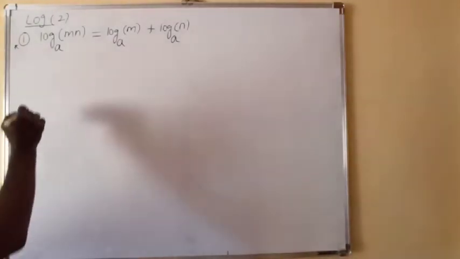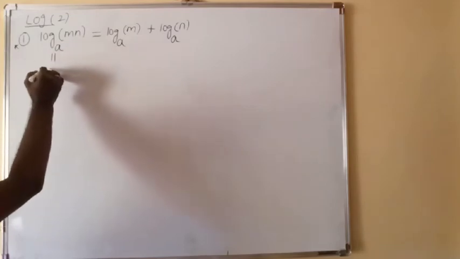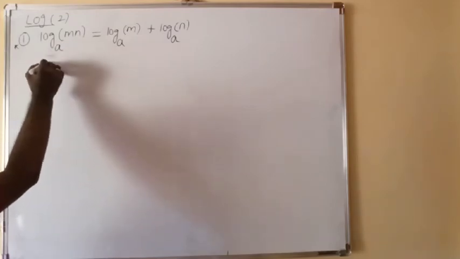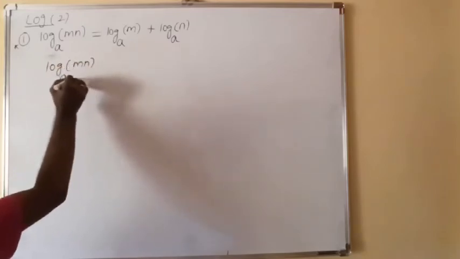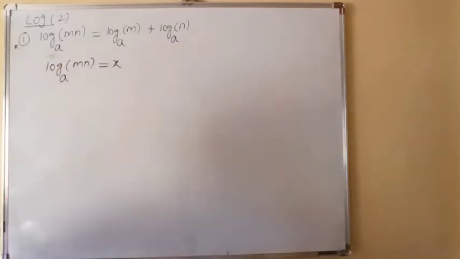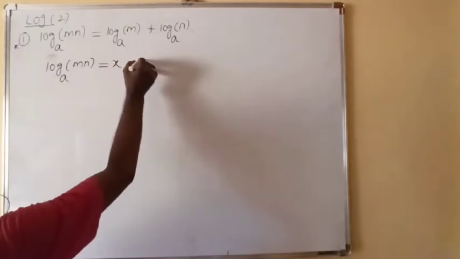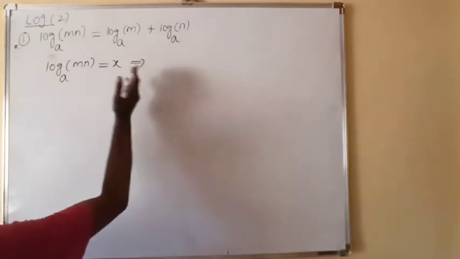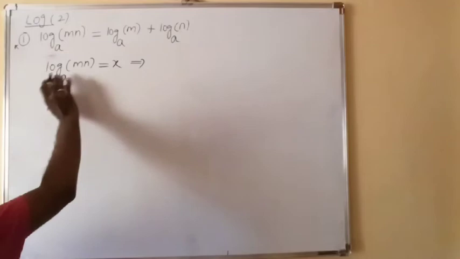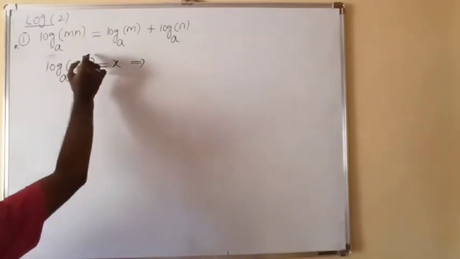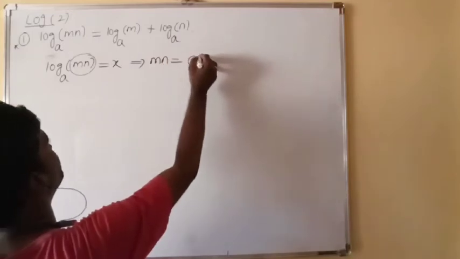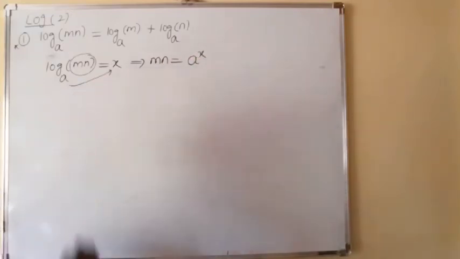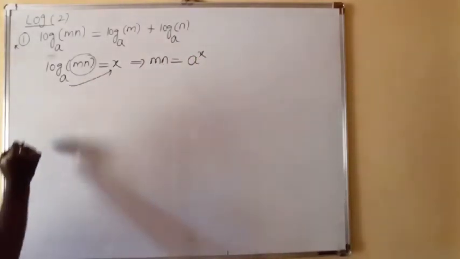Let this quantity be equal to x. That means I am taking log of mn to the base a is equal to x. This is the logarithmic form. I am going to convert it to exponential form. Log of mn to the base a is equal to x means mn is equal to a power x.